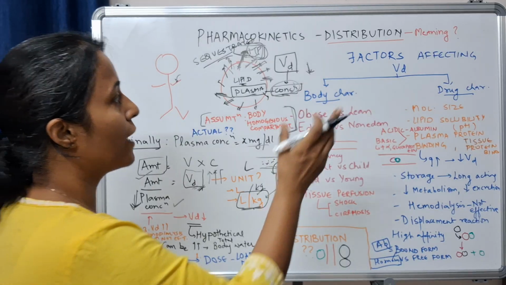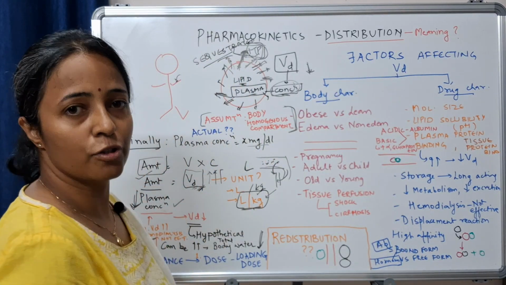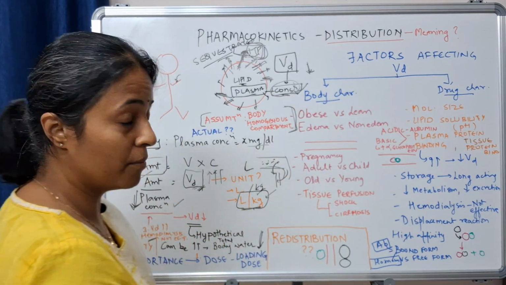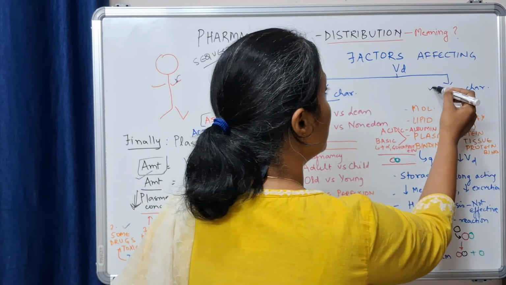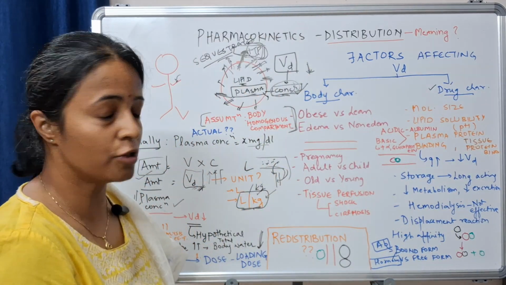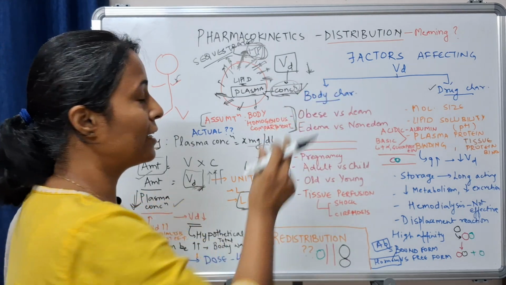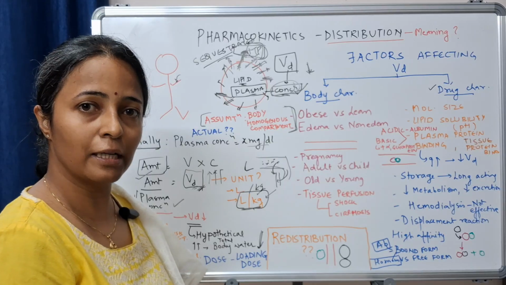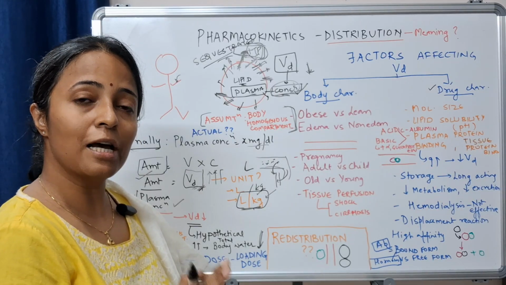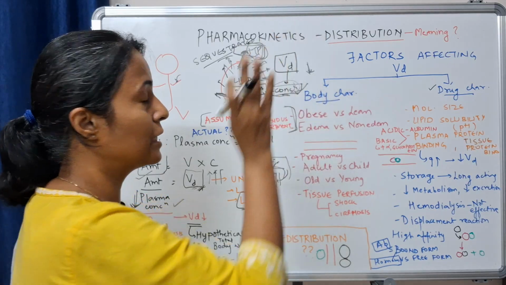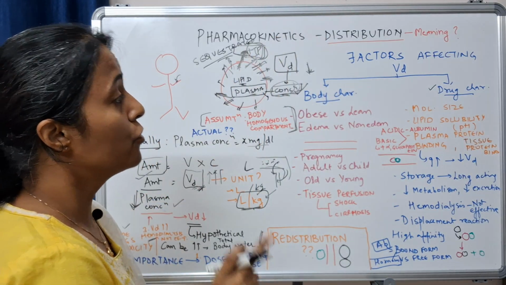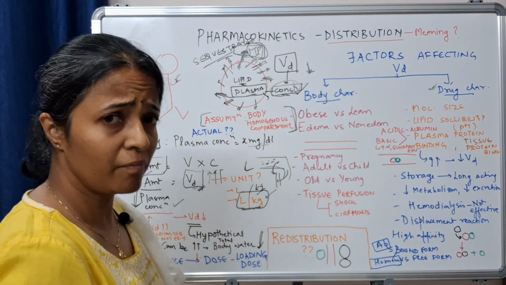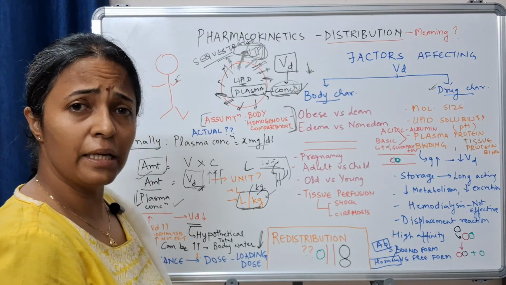Now, what are the factors which will affect this volume of distribution? Well, we have the body characteristics which will affect the volume of distribution, and we also have the drug characteristics which affect this volume of distribution. Now, body characteristics, what effect they have on the drug? That is what pharmacokinetics is, right? Body characteristics which have effect on the drug. So that is why we are studying this in distribution. But remember, distribution is also determined by the drug characteristics.